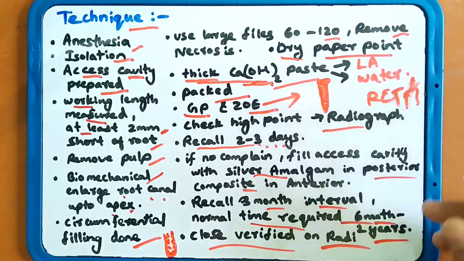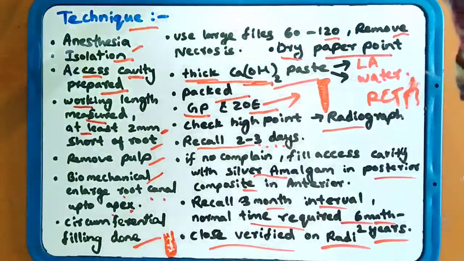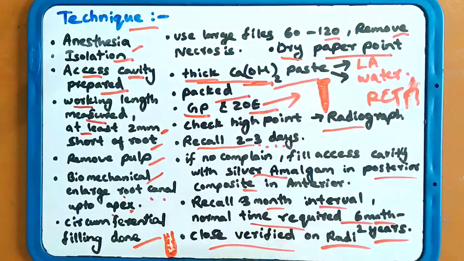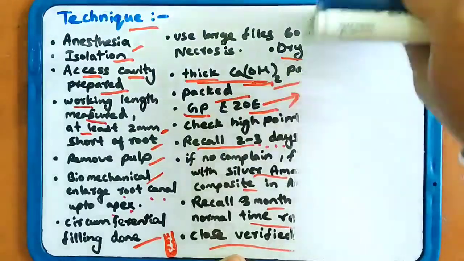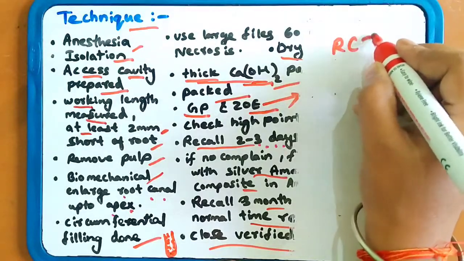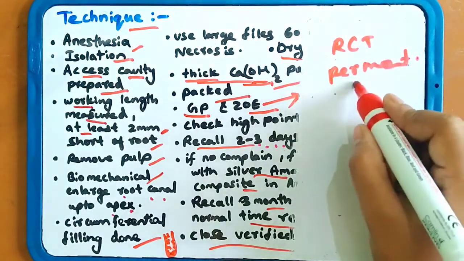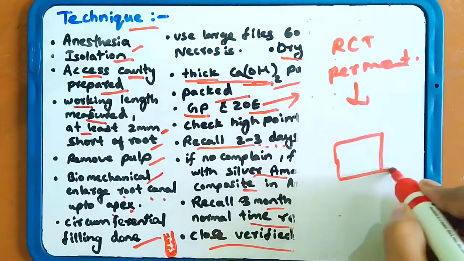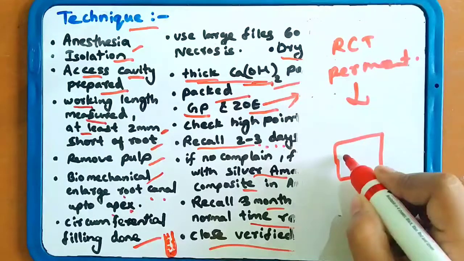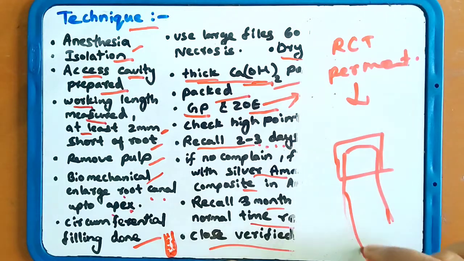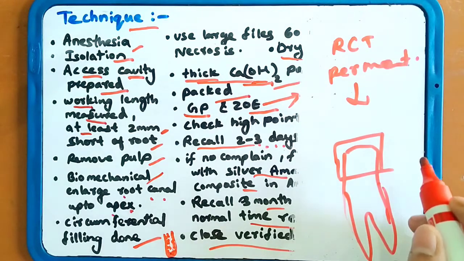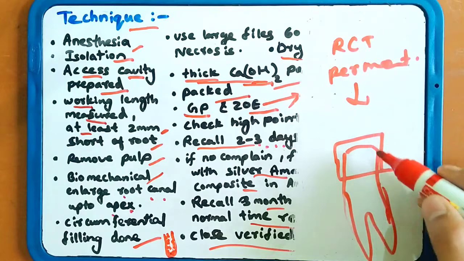After closure, what are we going to do? We will do RCT, then the permanent filling is done. Then a crown is applied, a full crown. You can use a porcelain crown or a metallic crown, depending on the aesthetics of the tooth or as the patient wants.